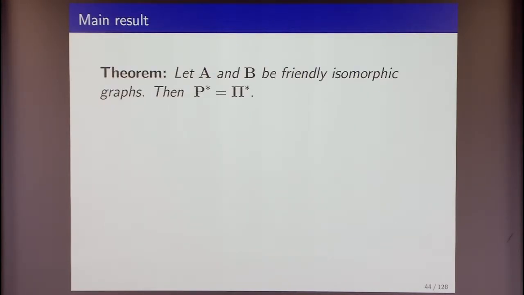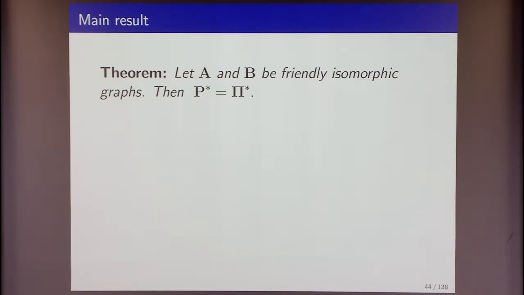Okay, so I will show 3 results that are basically versions of this result, but the main result is very simple, and I will show you an elementary argument to prove it. Basically, it says that if we have A and B, two friendly isomorphic graphs, then the convex relaxation will give the exact unique isomorphism. We know that it's unique because friendly graphs are asymmetric.